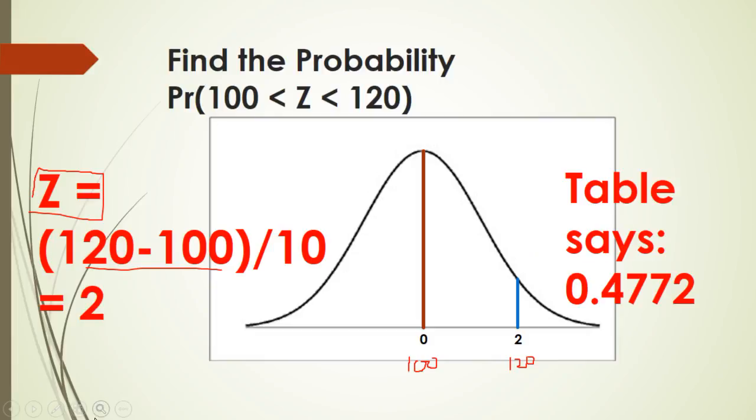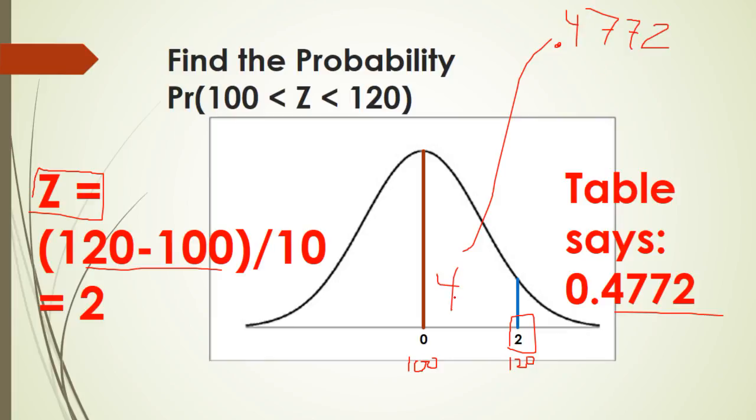So again, we looked up the number 2 in the table, and it said 4772. That means this probability here is 0.4772, or 47.72%. Okay, so 47.72% of the normal distribution is between 0 and 2, or in this case, the percent of people who have IQs between 100 and 120 should be 47.72%.